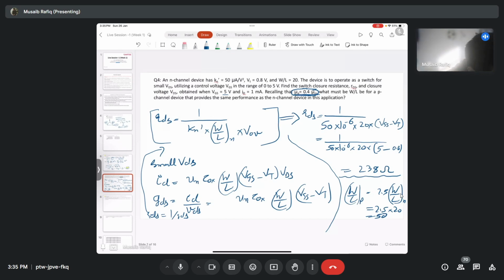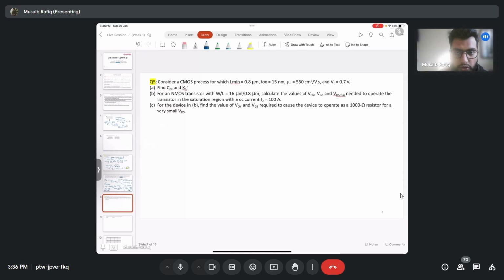Now I have a question, question number 5, that I would like you to solve first. It will take around 5 to 6 minutes. So the question is: consider a CMOS process for which L min is equal to 0.8 microns, Tox is equal to 50 nanometers, mu n is equal to 550 centimeter square per volt second. So the unit of mobility is centimeter square per volt second, and Vt, the threshold voltage, is 0.7 volt. You need to find the Cox, the oxide capacitance per unit area, Kn bar, and then the second part: for an NMOS transistor with W by L equal to 16 by 0.8.